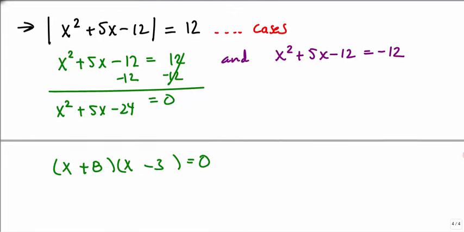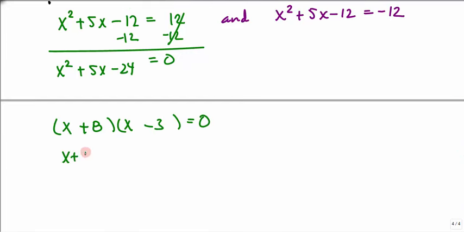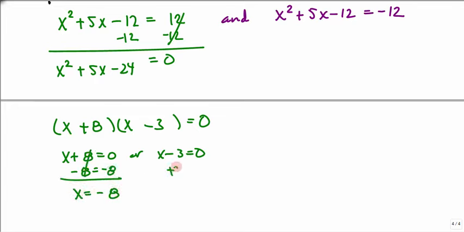So for this case, I have x plus 8 equals 0, or x minus 3 equals 0. I'll subtract the 8 from both sides. x equals negative 8. Here I'll add the 3 to both sides. And I get x equals 3 for this case.